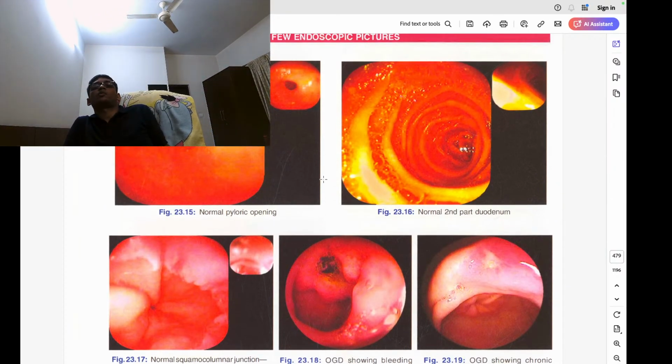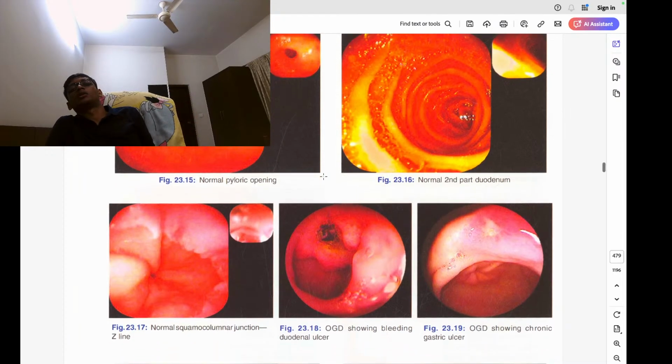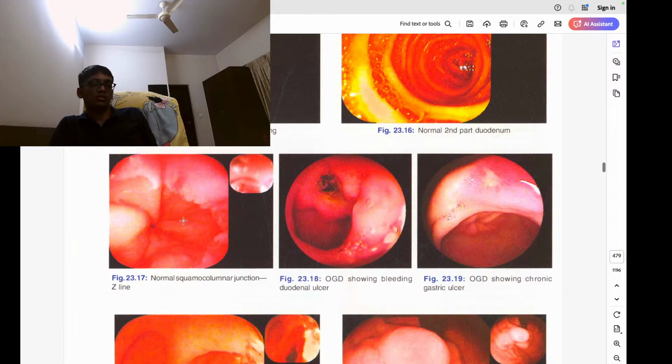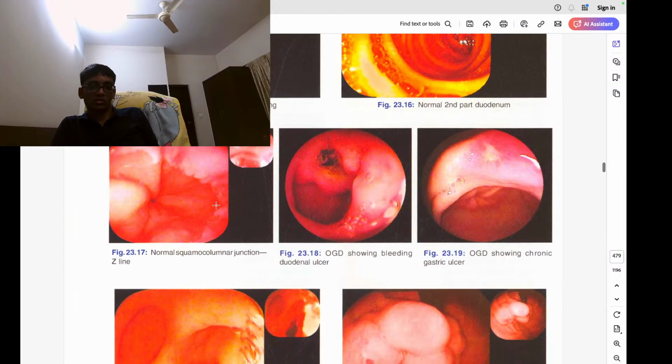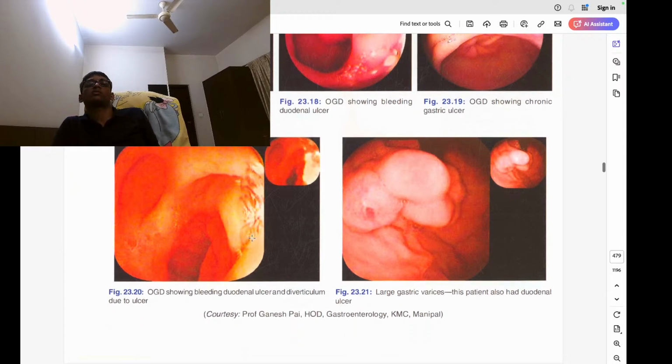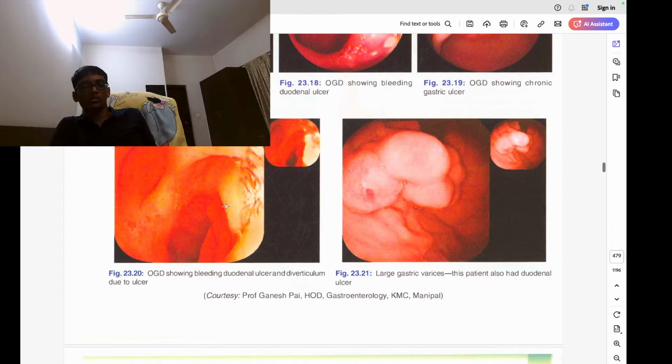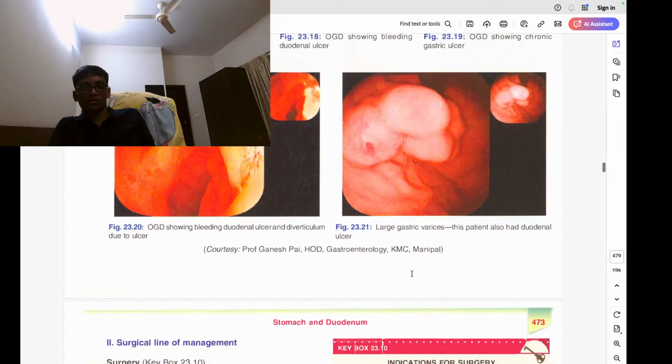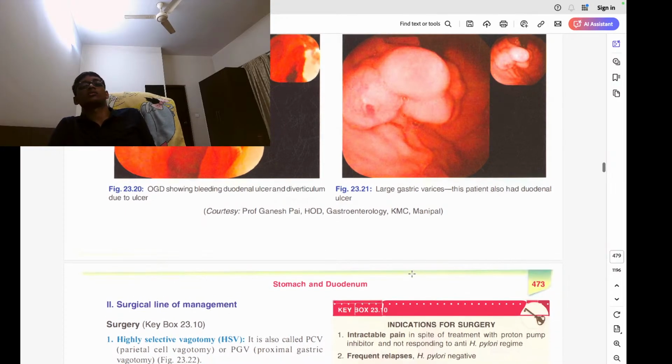So in these endoscopy pictures you see your normal pyloric opening. You have the second part of the duodenum, which is normal, and then the normal squamocolumnar junction at this line. You can see bleeding in the duodenal ulcer shown right here, and a chronic gastric ulcer here. Esophagogastroduodenoscopy, OGD, showing a bleeding duodenal ulcer right over here. Diverticulum due to ulcer, this one. Then you also have large gastric varices. The patient also had a duodenal ulcer.